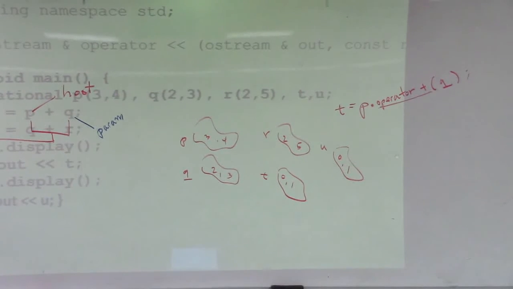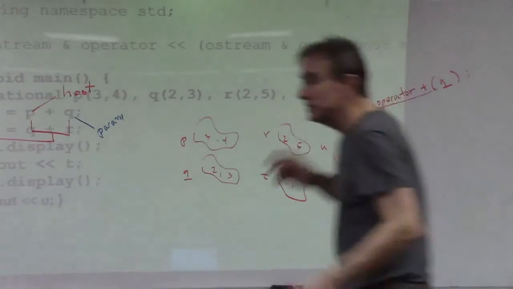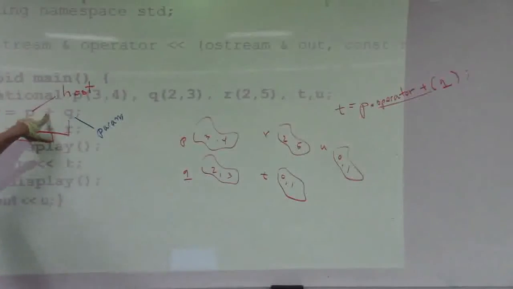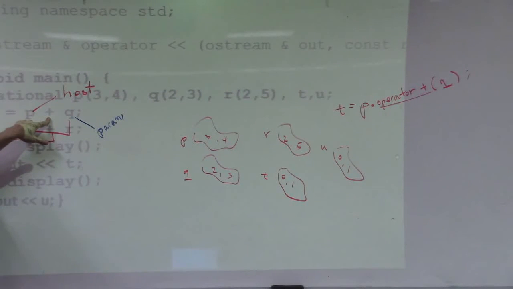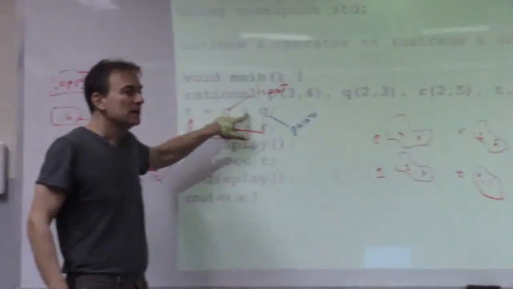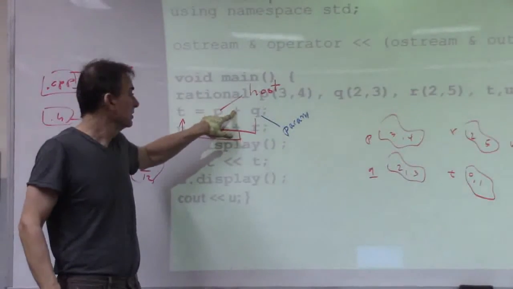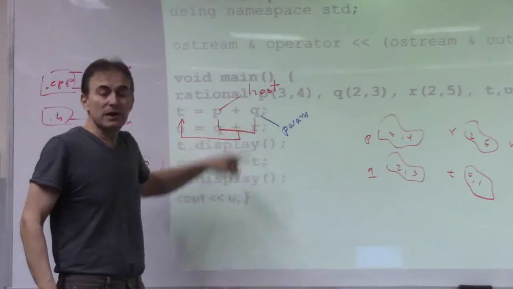Right? It's cleaner because that makes sense. P plus Q, assign it. So a rational is equal to a rational plus a rational. Now, if we didn't have the plus operator declared in the H file and defined in the CPP file, this would be a syntax error, because the C++ compiler would say, I don't have any plus operation for a rational with a rational.